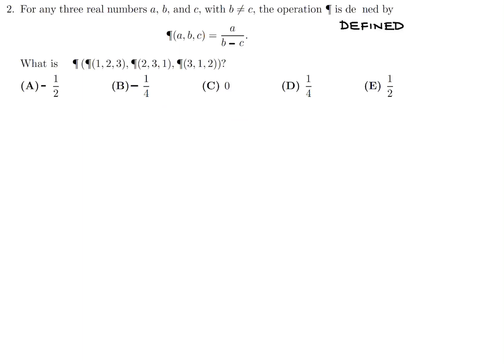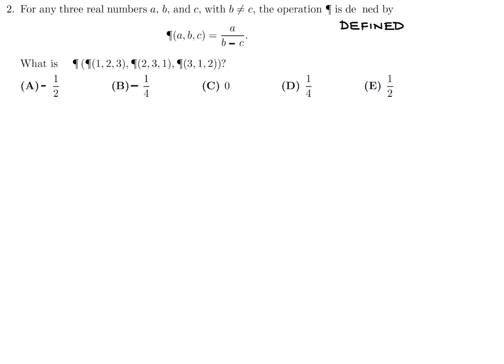For any 3 real numbers A, B, and C, with B not equal to C, the operation symbol is defined by symbol of ABC is A over B minus C. What is the value of this long expression? So it looks like they've got a symbol here, a symbol here, and a symbol here. And then once you figure that out, you're going to do it once more.